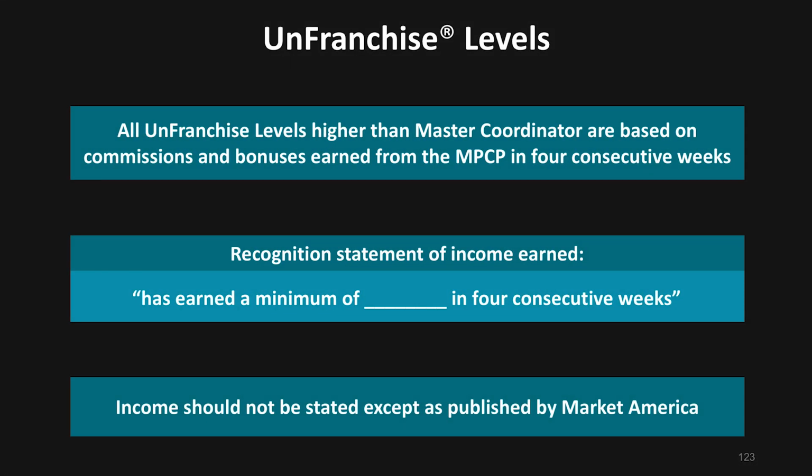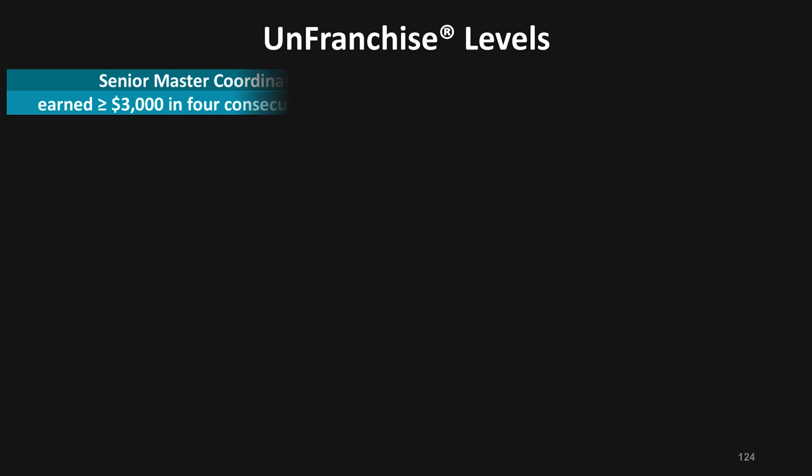As we look at unfranchised levels, all unfranchised levels higher than master coordinator are based on commissions and bonuses earned from the MPCP in 4 consecutive weeks. So if someone's being recognized, we should say they've earned a minimum of, and let's say they're a professional coordinator, a minimum of $4,500 in 4 consecutive weeks. So that means they've earned that in that 4-week commission pay cycle. Income should not be stated except as published by Market America. And we publish that in things like our Power Profiles or in our Unfranchised magazine.